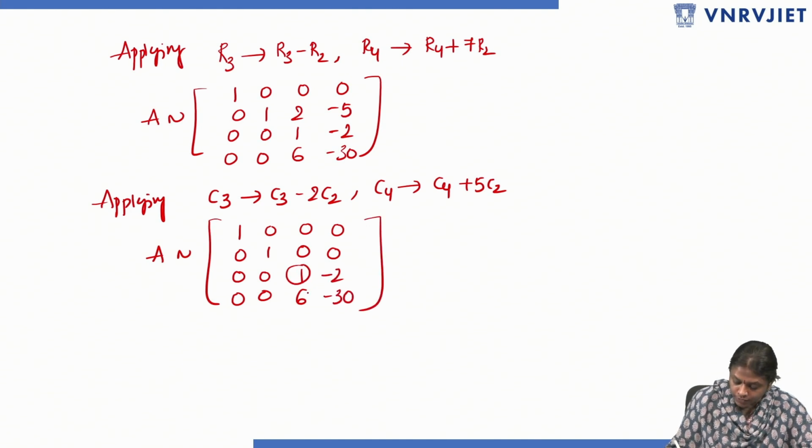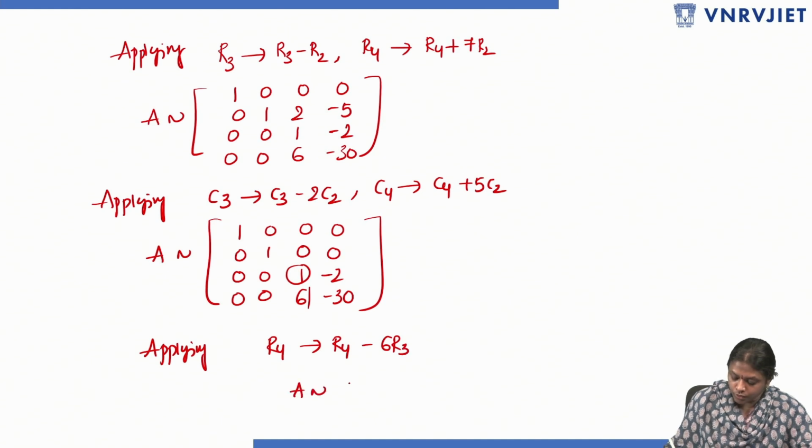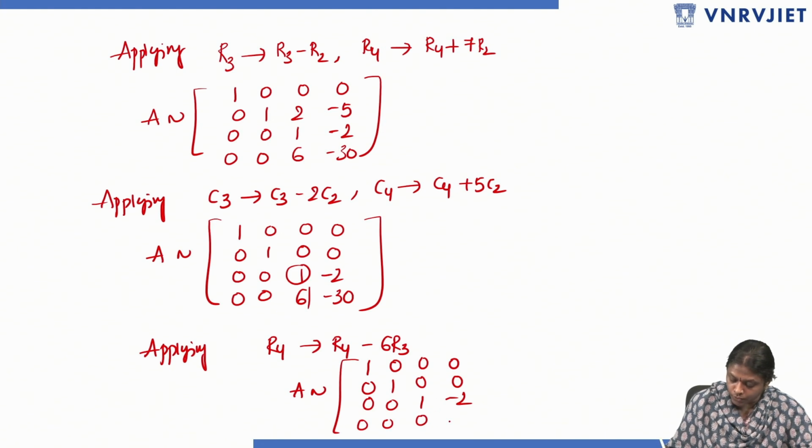Now, with the help of this element, I need to make this down element equal to 0. Now, what is the operation I need to perform here? Applying R4 tends to R4 minus 6R3. Now, this is approximately equal to, write the first three rows as it is, 1 0 0 0 1 0 0 0 0 1 minus 2. Now, this is already zeros. Now, this is going to be 0. Now, applying the above operation, you will be getting minus 28.